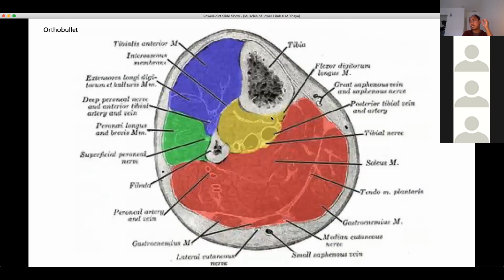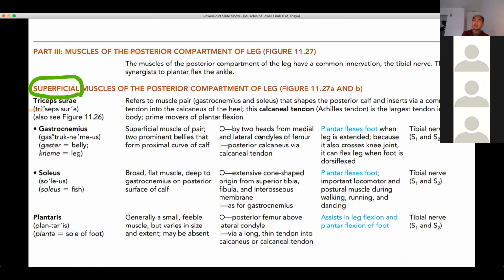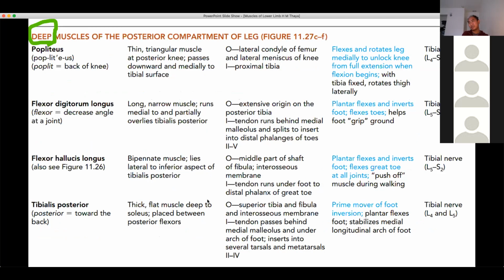This deep posterior group, yellow, which is made of Tom, tibialis posterior, Dick, flexor digitorum longus, and Harry, flexor hallucis longus, which are all colored with yellow. Right. So this is the posterior group of muscle, and as I say, the posterior superficial group is made of gastrocnemius, soleus, and plantaris. Posterior deep group, Tom, Dick, and very naughty Harry, which is here.